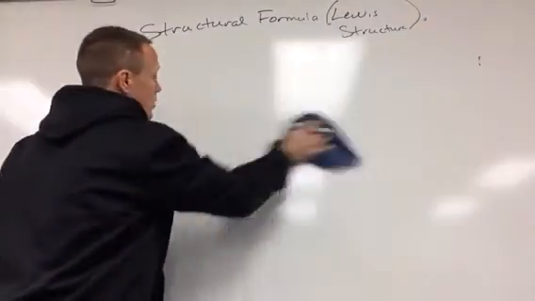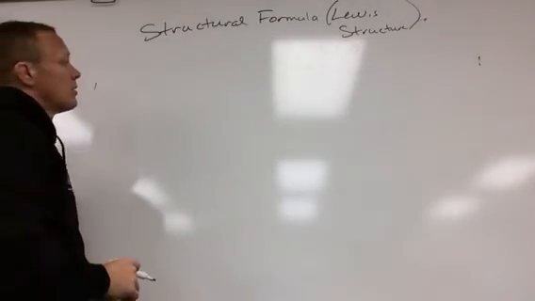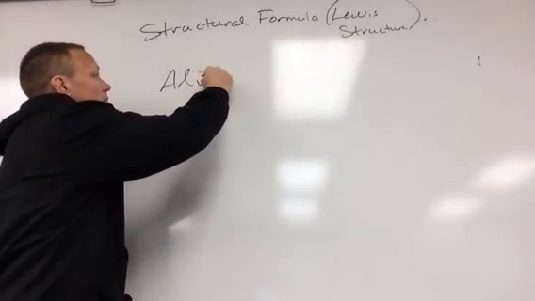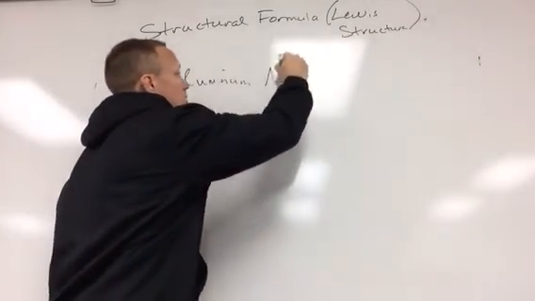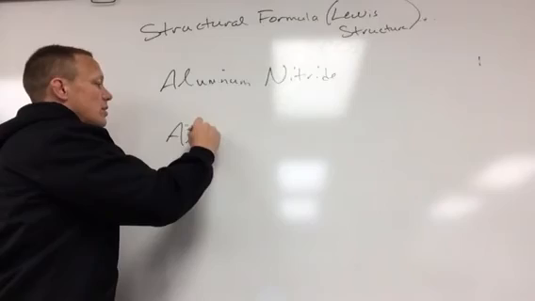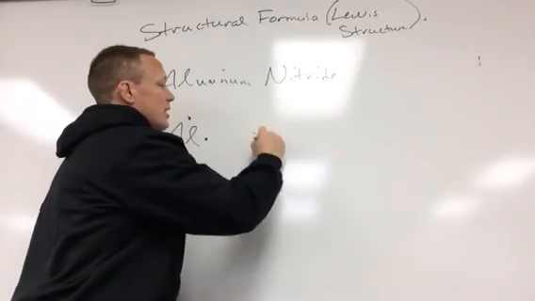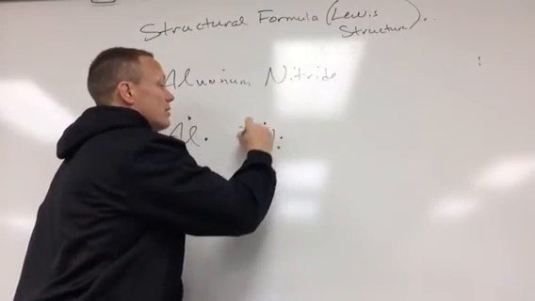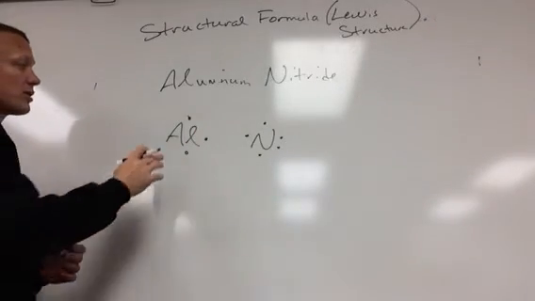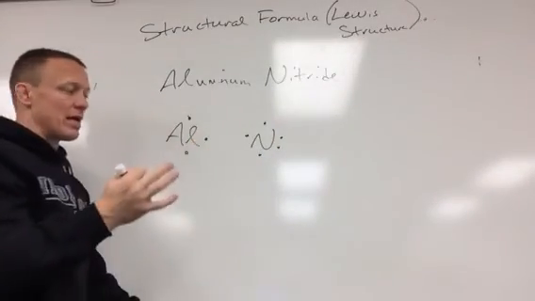We'll do one more ionic one. Let's say we have aluminum nitride. So aluminum has got 3 valence. Nitrogen has 5 valence. Again, remember your valence electrons, just looking at the top of the family. Nitrogen's in family 15, 5 valence electrons. Aluminum's in family 13, 3 valence electrons. So nitrogen wants to gain 3 more to get to 8. Aluminum wants to get rid of 3.